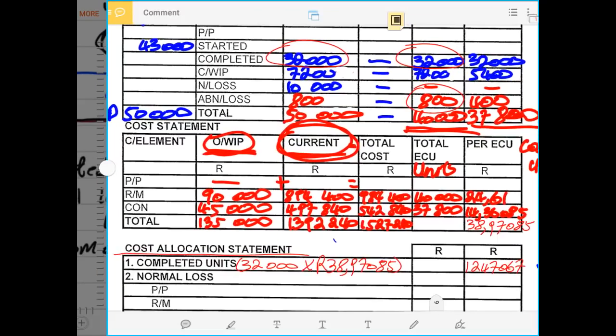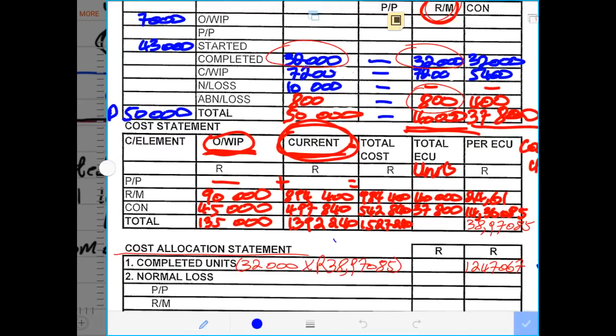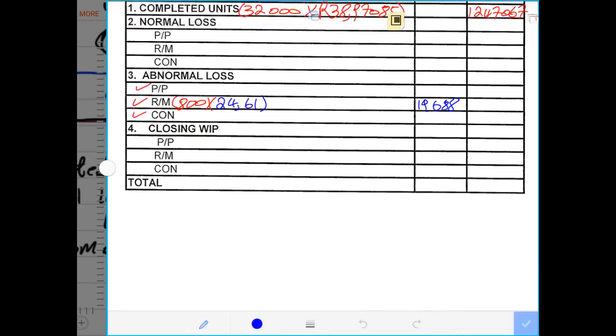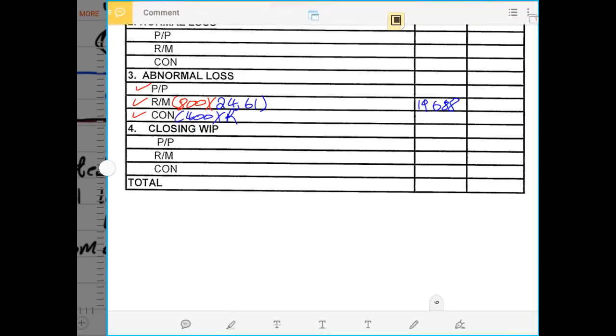Then after we go to conversion cost, we look at the abnormal units with regard to the conversion cost. Here is abnormal loss, and abnormal units with regard to conversion, it was only 400. So now if it's only 400, then we do the same thing. We say 400 units of the abnormal loss with regard to conversion cost. We multiply that by the conversion cost per unit.